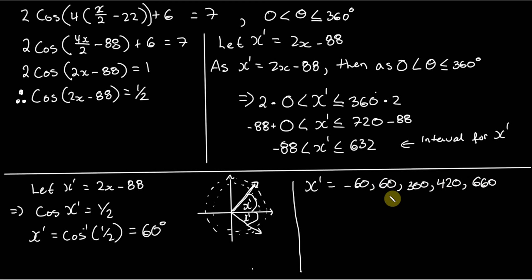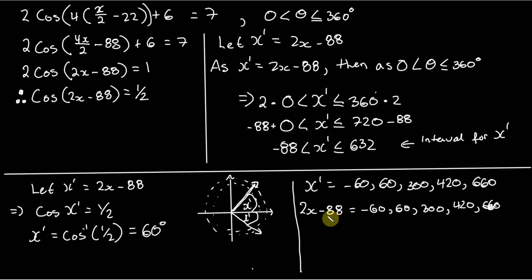Now we just have to readjust, because we've manipulated the interval for x prime. We know that x prime equals 2x minus 88. So we write that in: 2x minus 88 equals all of these values that we found going around the unit circle, including 660. This is just basic algebra at this point, and you'll get all of the correct solutions for the original equation up here.